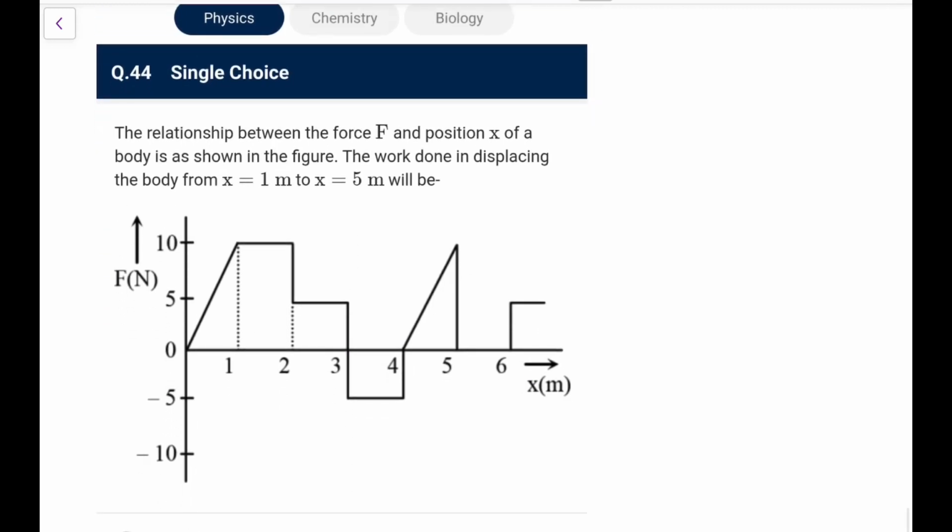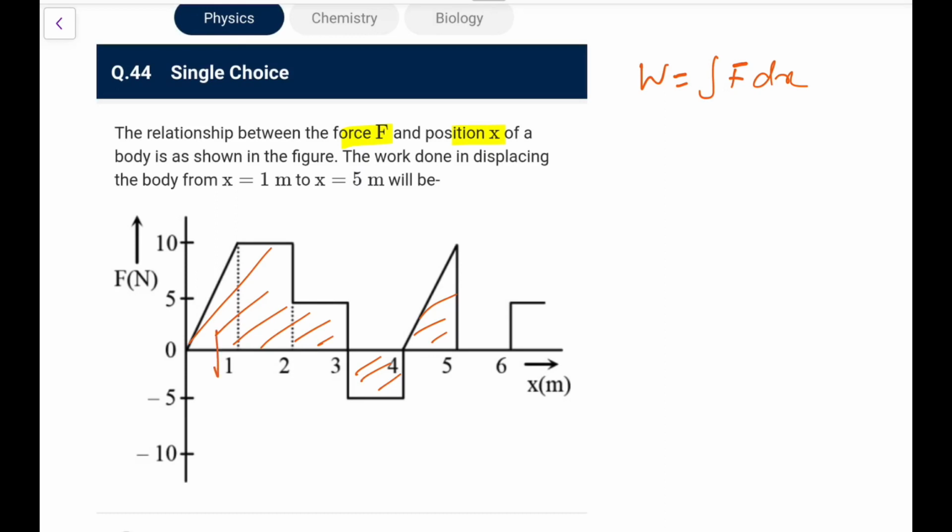The relation between the force and the position of the body is as shown. The work done in displacing from 1 to 5 will be, we can say, work done is equal to the integration of F dx, that is the area under the curve between this. So we calculate the area; this is negative, this is positive.